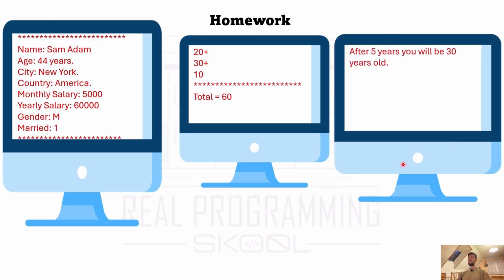And the third homework: I want you to write a program to let the compiler read the user's age, add 5 to it, and the final result of your program should print or display on the console screen this sentence: After 5 years, you will be 30 years old, or depending on the user's age that the user answered.